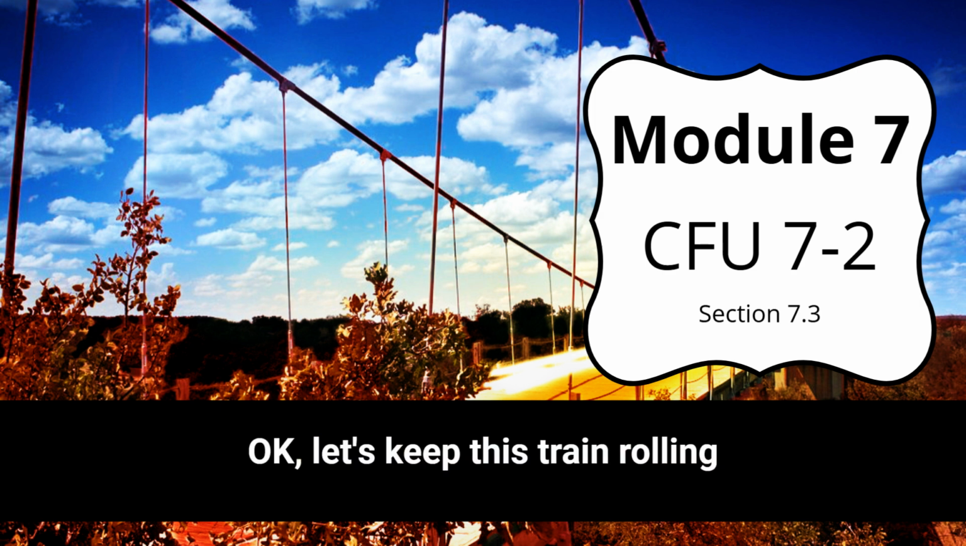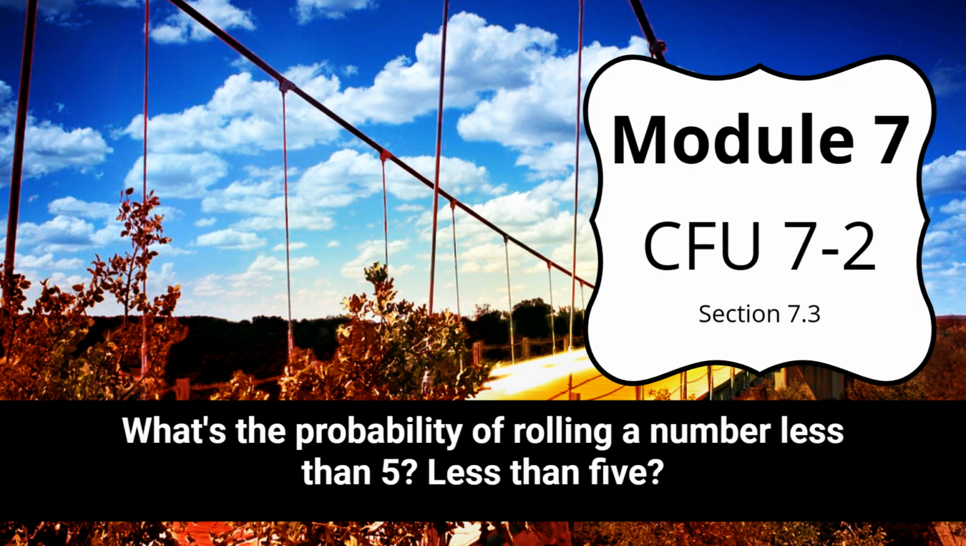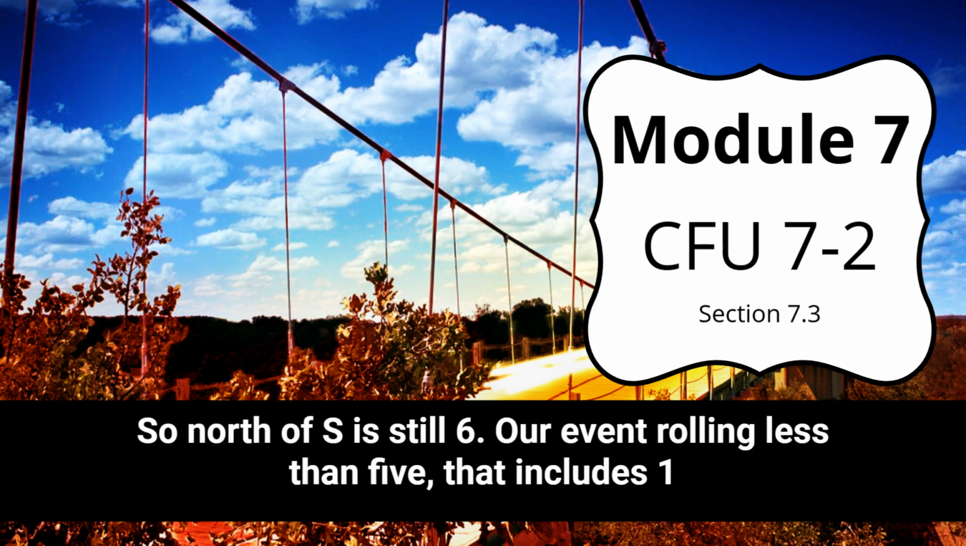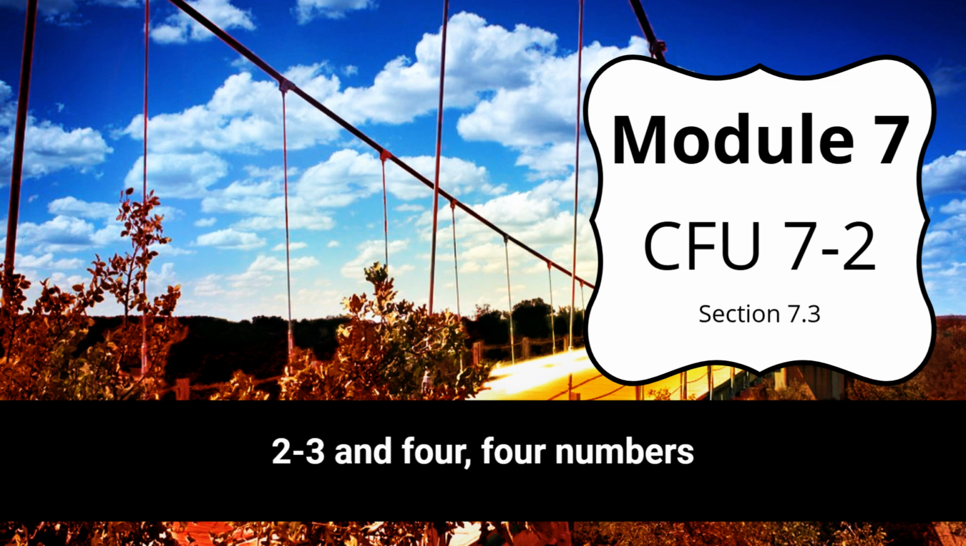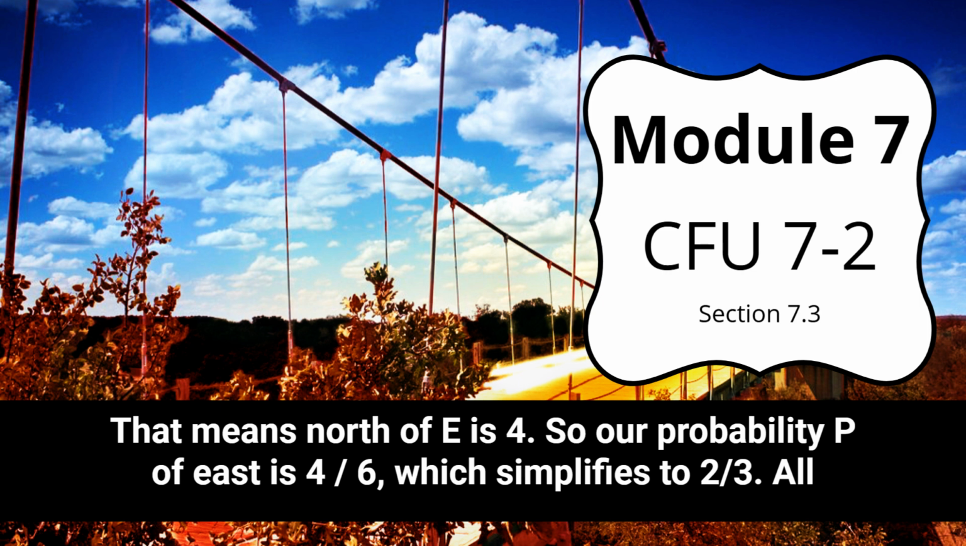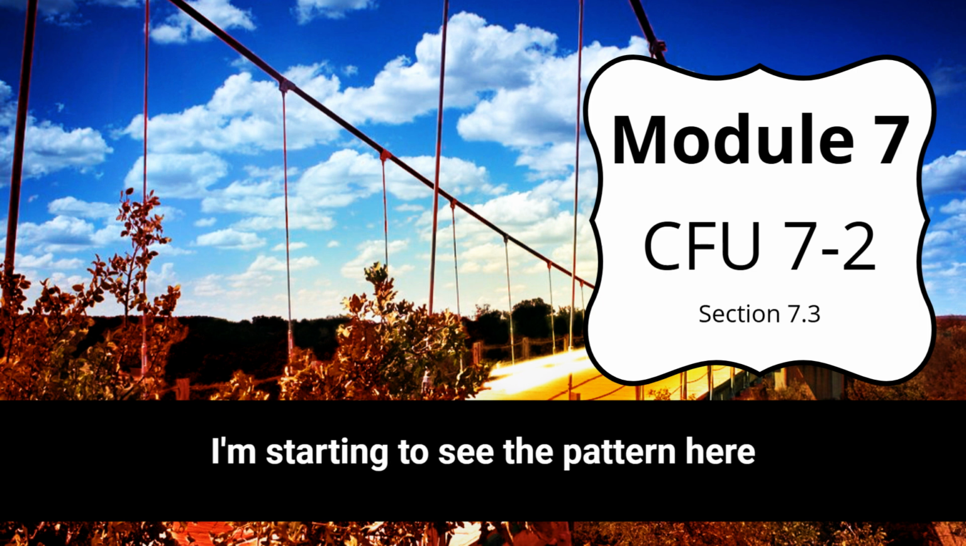Okay, let's keep this train rolling. I like it. What's the probability of rolling a number less than 5? Less than 5. Okay, same die, so n of S is still 6. Our event, rolling less than 5, includes 1, 2, 3, and 4. 4 numbers. That means n of E is 4. So our probability, P of E, is 4 divided by 6, which simplifies to 2/3. All right, I'm starting to see the pattern here.